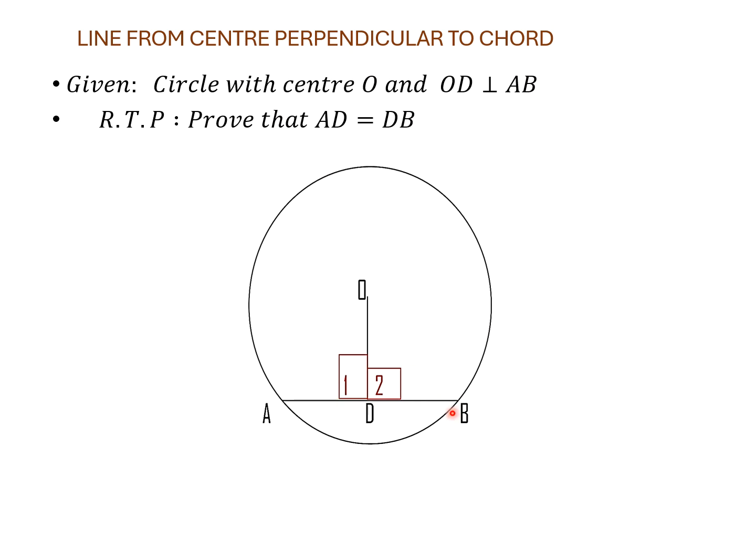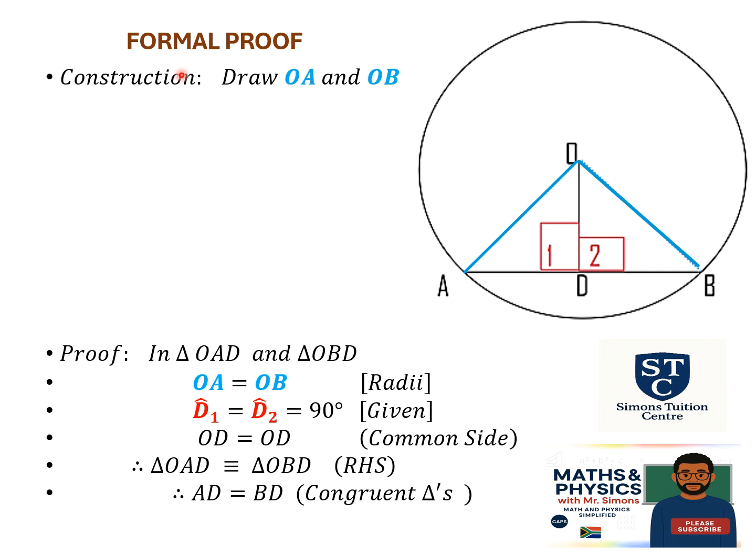Right, but as I said in the previous theorem, we always start the proof with construction. So let's see. My formal proof, for my first mark, construction: draw OA and OB. So we're going to draw from O to A, from O to B. Here's my circle. From O to the circumference of the circle, and from O to B, there on the circumference of the circle, we're dealing with two radii.